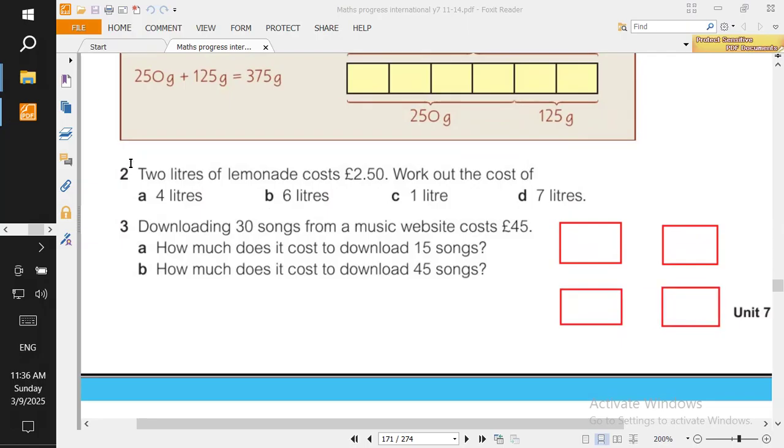First, let's work with this one. 2 liters of lemonade. So here I'm going to write L for lemonade. And this one is the money. Let's put M for money. So 2 liters of lemonade costs 2.50. The question is 4 liters of lemonade. So I'll put 4 here because I want to know how much money it will cost.